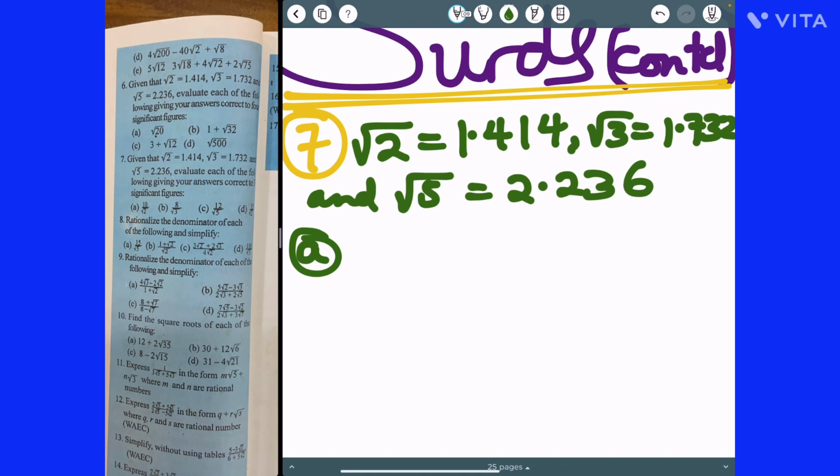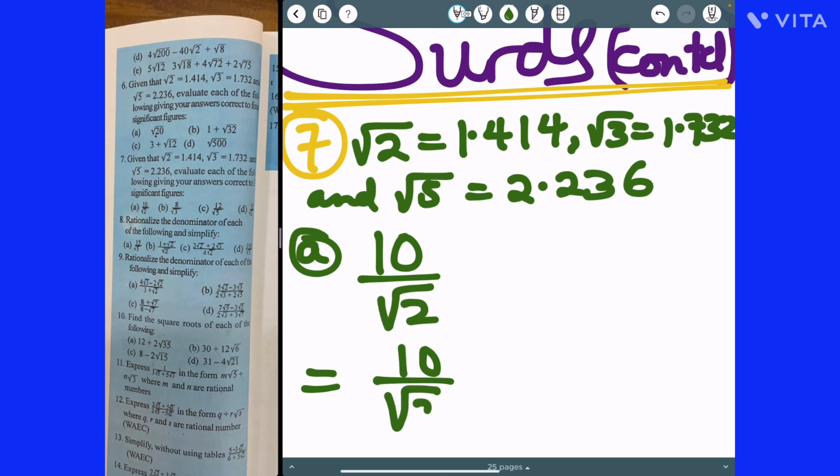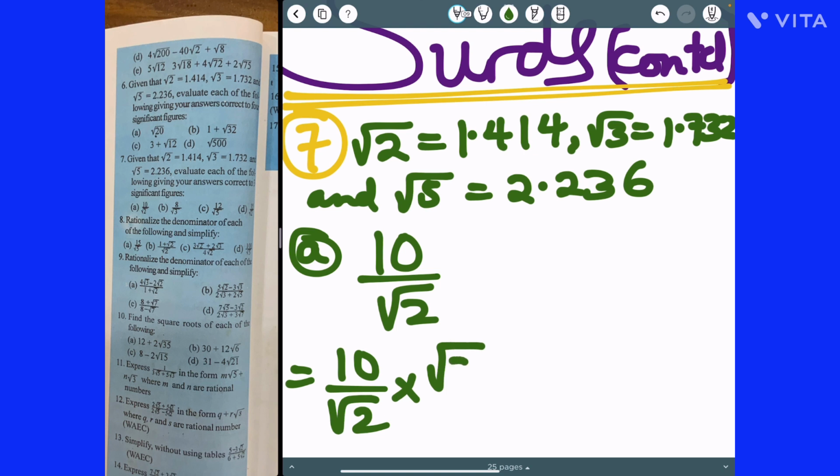So question A is 10 over root 2. First thing, we rationalize the denominator. That's 10 over root 2 times root 2 over root 2.